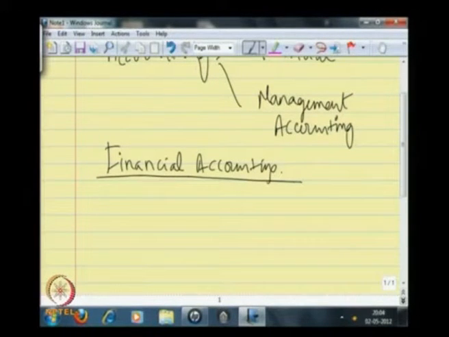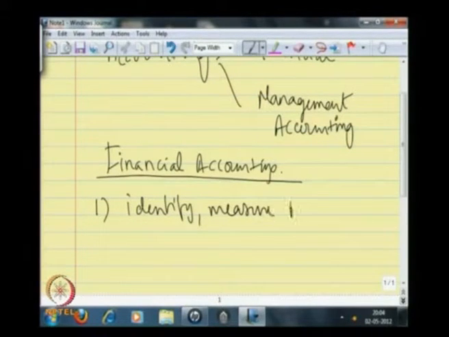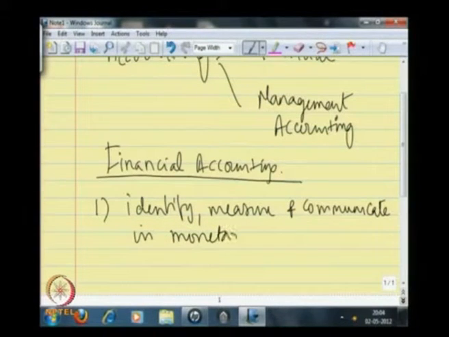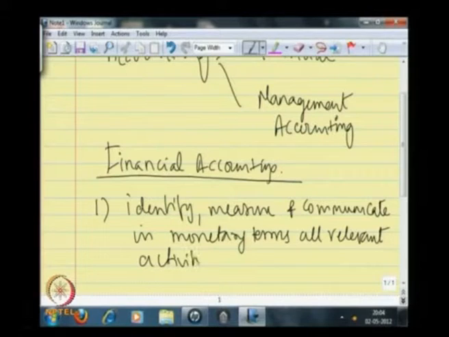Financial accounting, as I told you before, tries to identify, measure and communicate in monetary terms all relevant activities of an entity.